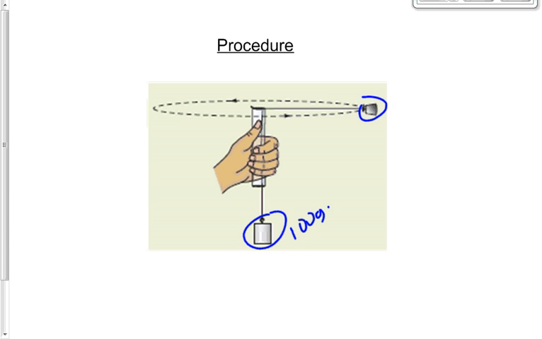Does that make sense? What you want to do within each particular trial is keep the radius constant. Now, don't get confused with that. We're keeping the radius constant within a trial, but that doesn't mean it's a control variable because we're changing it from one trial to another.